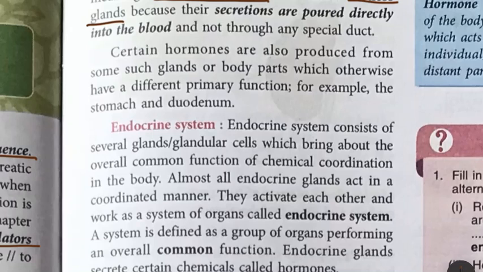And there are certain hormones which are produced in some other glands or body parts which have a different primary function. The main function is different. For example, the stomach and the duodenum. What is their main function? The function is for digestion, but they also produce certain hormones.